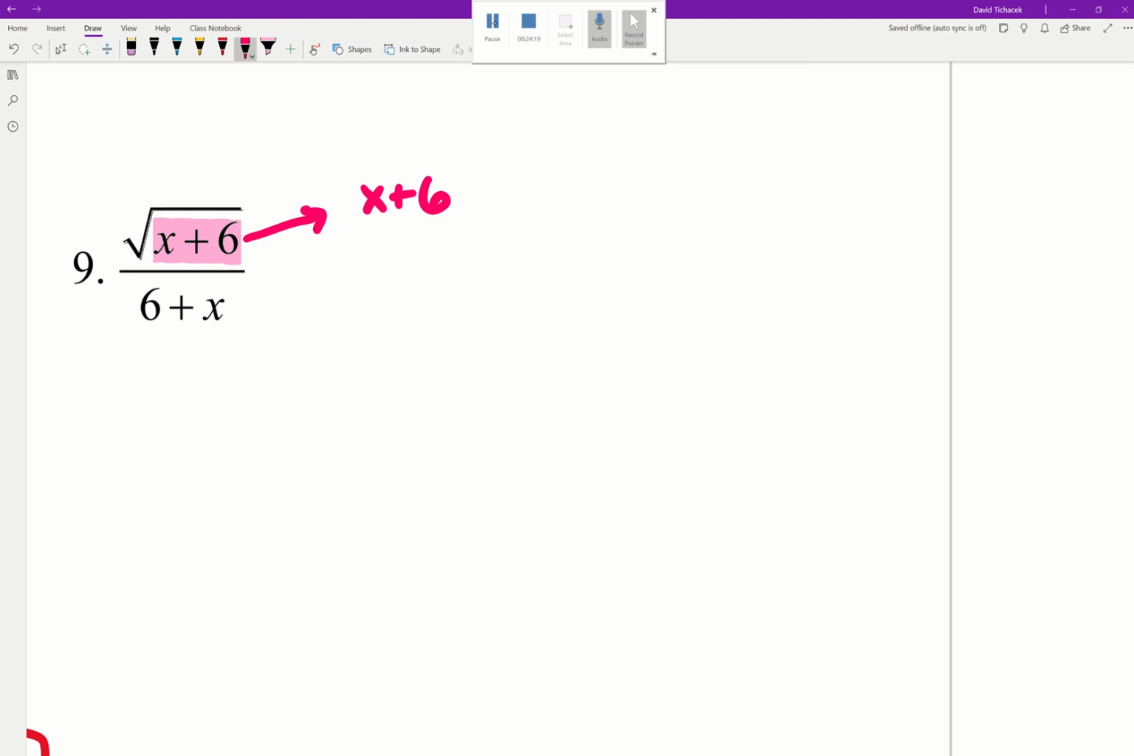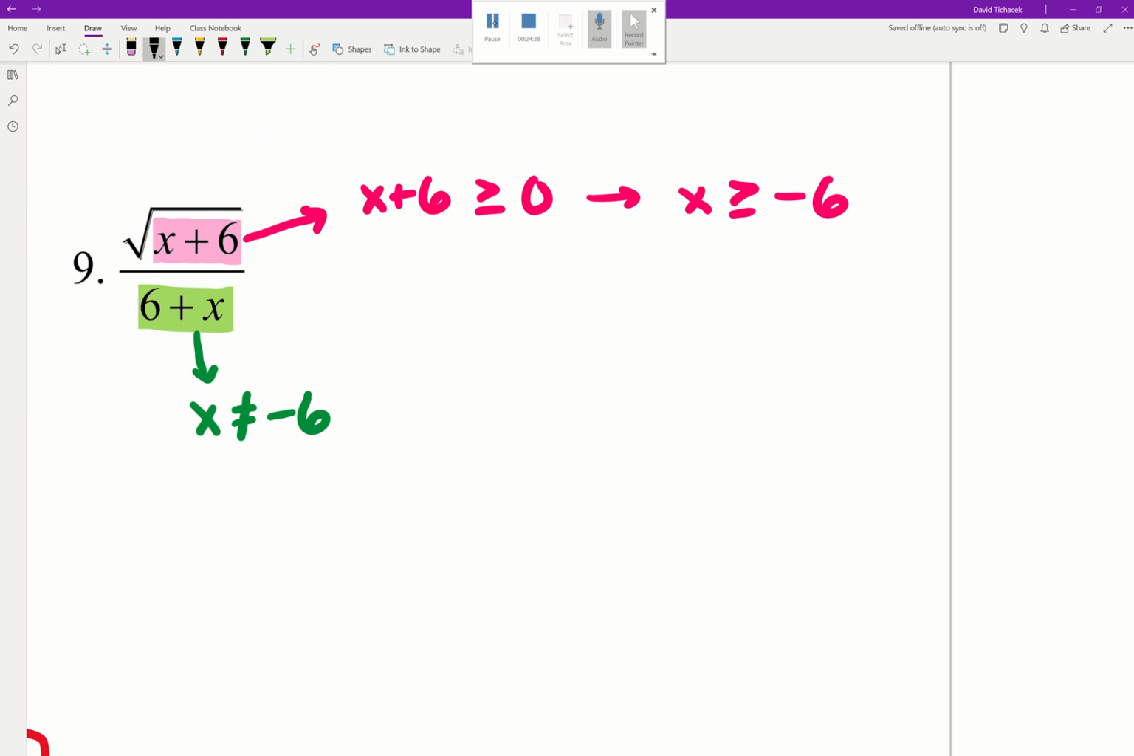So x plus 6 has to be greater than or equal to 0, in which case x is going to be greater than or equal to negative 6, okay? However, we also have a denominator here in this problem, so if I go ahead and say that that is something that is not equal to 0, then we'll see here that another restriction on x is that x is not allowed to equal negative 6, okay?